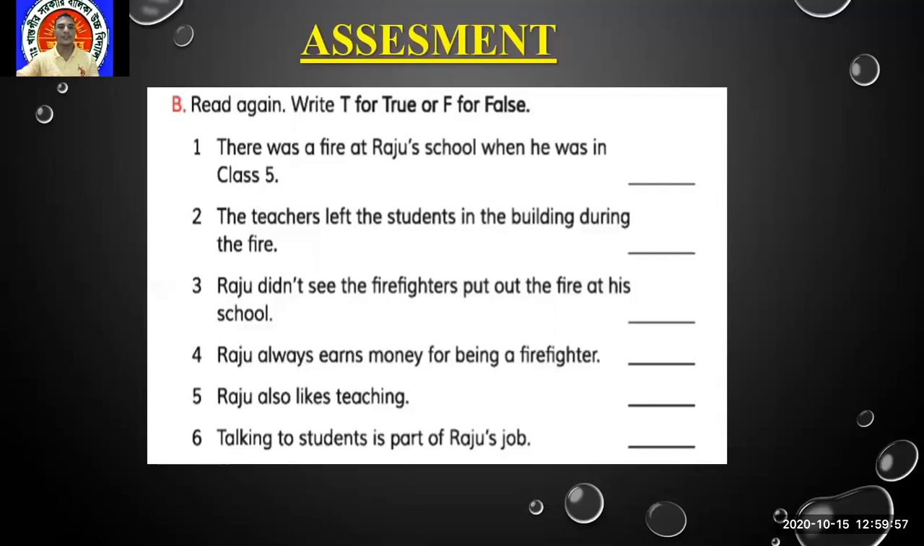Number 1. There was a fire at Raju's school when he was in class 5. Number 2. The teachers left the students in the building during the fire. Number 3. Raju didn't see the firefighters put out the fire at his school. Number 4. Raju always earns money for being a firefighter. Number 5. Raju also likes teaching. Number 6. Talking to students is part of Raju's job. These are the 6 sentences from the lesson. Write true or false.